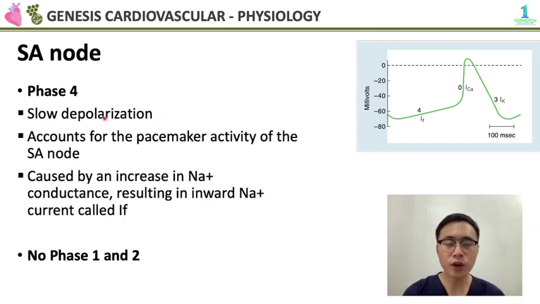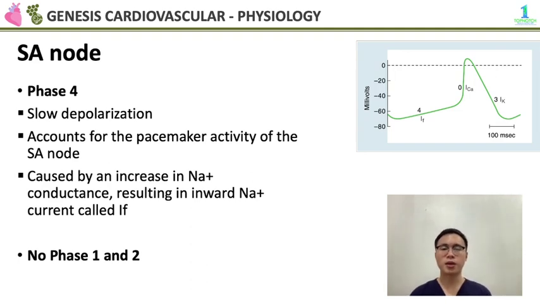Okay. So, phase 4 is characterized as slow depolarization. Ayun, unti-unting nagiging more positive hanggang mag-shoot up, kumbaga yung increase in calcium current. No? So this phase 4 is the most important aspect of the cardiac action potential, because it accounts for the pacemaker activity of the SA node. So kung walang phase 4 na slow depolarization, there will be no automaticity. And in essence, wala tayong pacemaker cells.